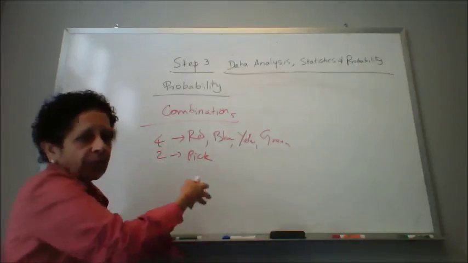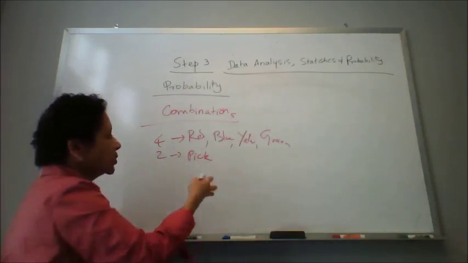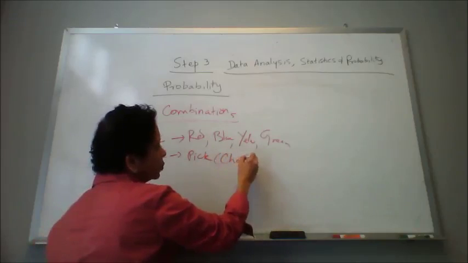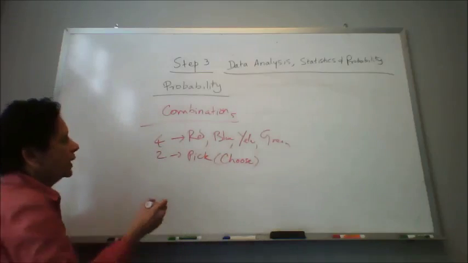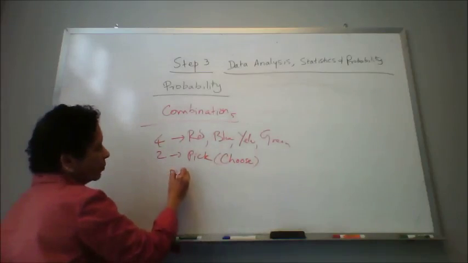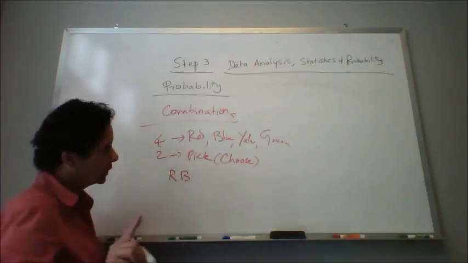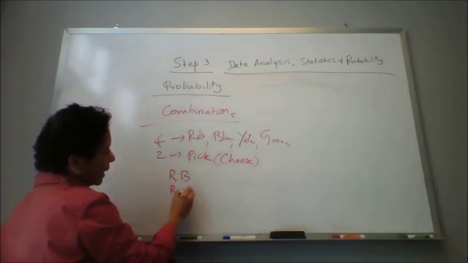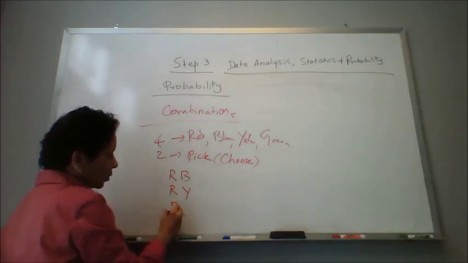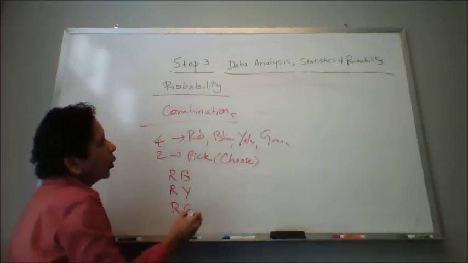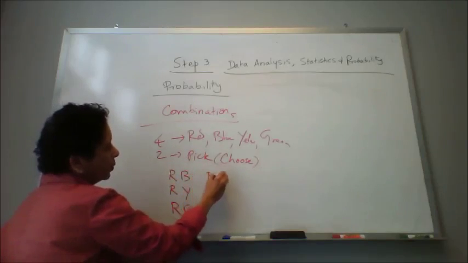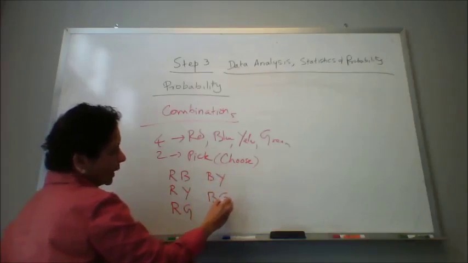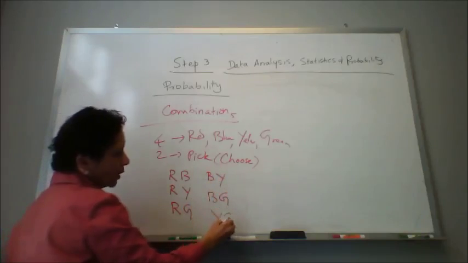So let me explain how this works. I'm choosing or picking 2 marbles, right? So either I can have a red, blue, that's one combination, right? I could have picked that, or I could have picked red, yellow, or I could have picked red, green, or I could have picked blue, yellow, or I could have picked blue, green, or I could have picked yellow, green, okay?